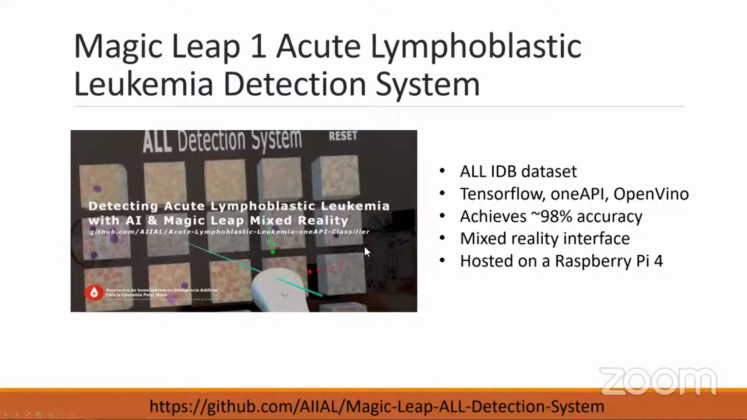So this detection system was based on this data set here, which you need previous permission to use. It is built under TensorFlow, oneAPI, and OpenVINO technologies, and it now achieves approximately 98% accuracy. And it's hosted on a Raspberry Pi 4. As we said, it's really important to know which hardware you need to produce this kind of technologies.